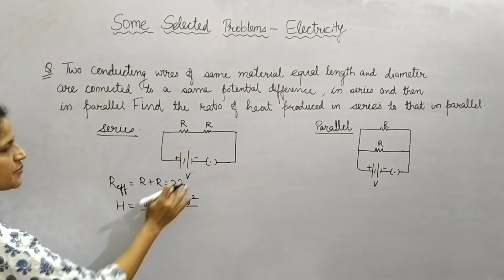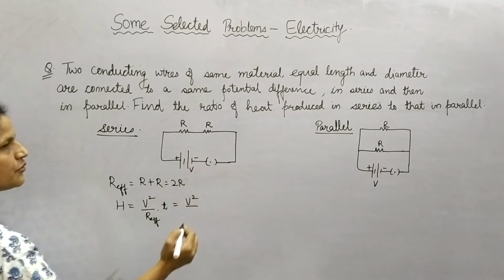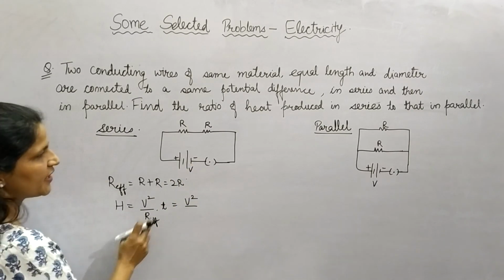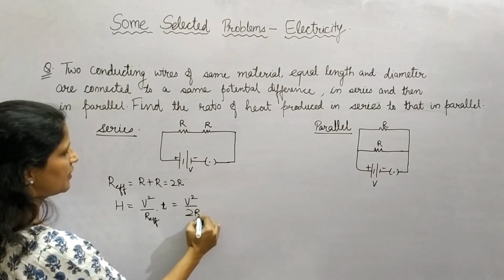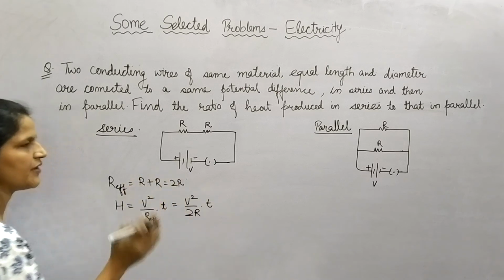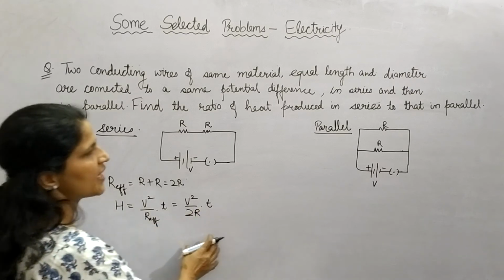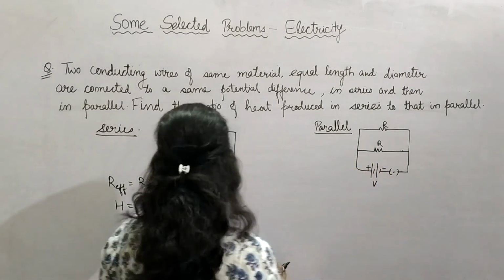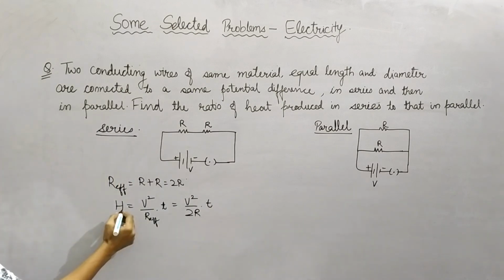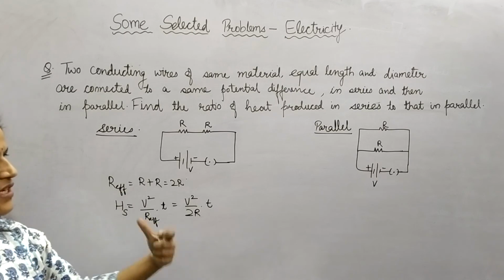The variables which are given in the question, those only we have to use. The value of R effective in this case is 2R, and time also we don't know. Whatever may be the time, may it be 5 hours, 6 hours, whatever. I am just using the symbol T here. For the same time, I have to find out the heat generated in this case. For series, I will use a subscript S, so indicating that this is the heat produced in series combination.